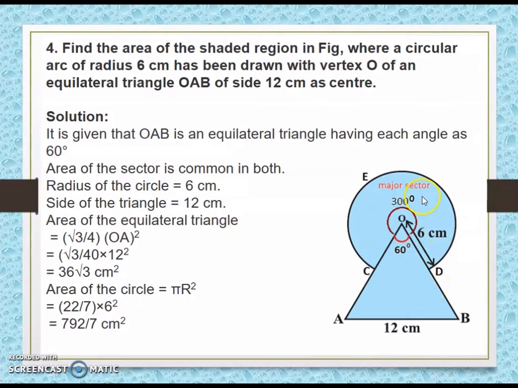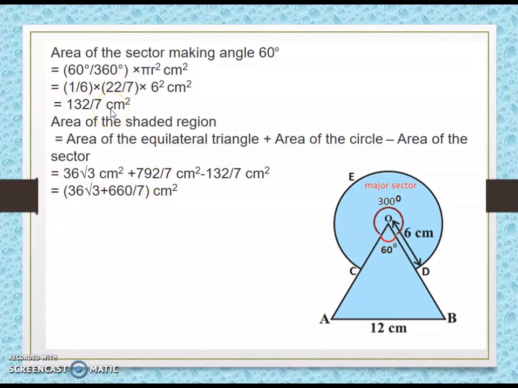Now one way can be to find the area of the entire circle, that is pi r square, and subtract the minor sector's area from that, because that sector is overlapping with it. So area of the minor sector is 132 by 7. Area of the shaded region can be found as area of the equilateral triangle plus area of the circle minus area of the minor sector. Or another way can be to find out the area of the major sector and add it with the equilateral triangle.